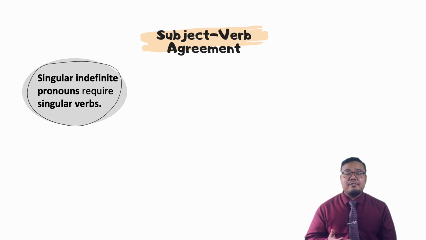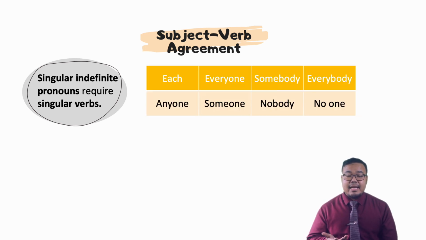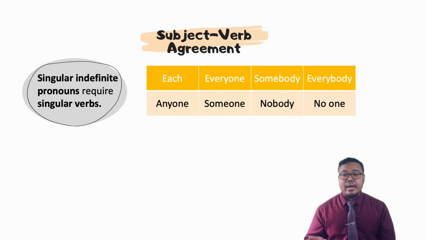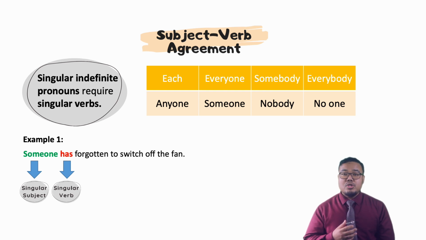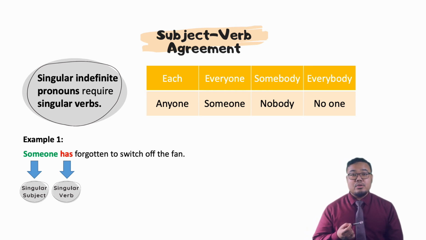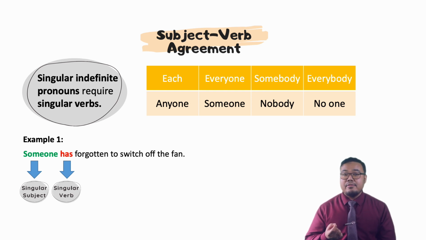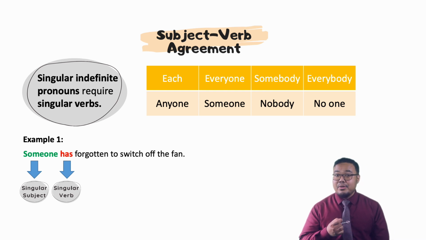Okay, for singular indefinite pronouns, we use singular verbs. For example, each, everyone, somebody, everybody, anyone, someone, nobody, or no one. Okay, let's look at the example number 1. Someone has forgotten to switch off the fan. Someone is a singular subject. So, must be followed by has. It's a singular verb. You cannot use someone have forgotten to switch off the fan. It is wrong. The correct sentence is someone has forgotten to switch off the fan. Okay, now you got the idea.